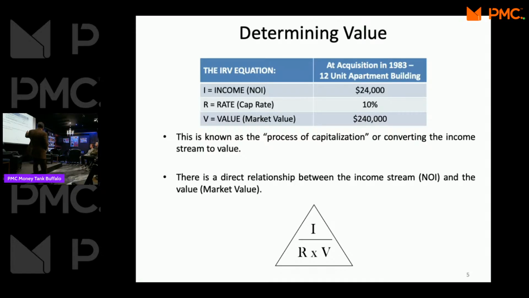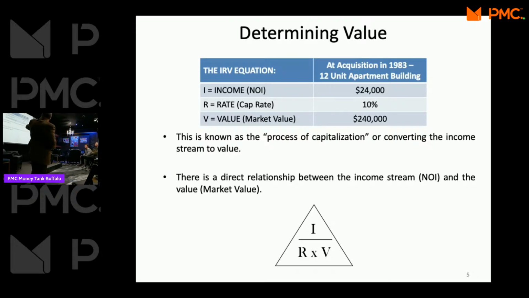net operating income, to value. So if you know two of these factors, if you know two, you can solve for the third, the unknown. Right? If you know two, you can solve for the unknown. So if you're looking for value, if you know the income, the net operating income, you extract the cap rate from the marketplace, from the lenders, from the appraisers. You divide the two, that'll give you value.